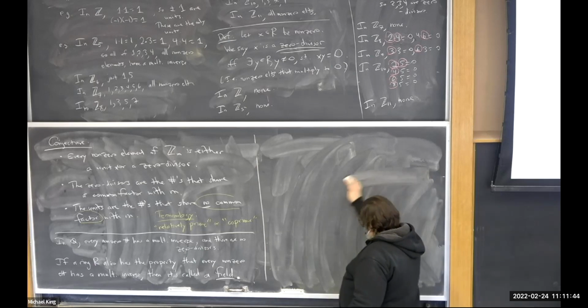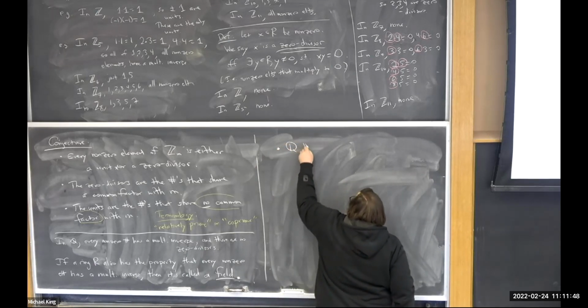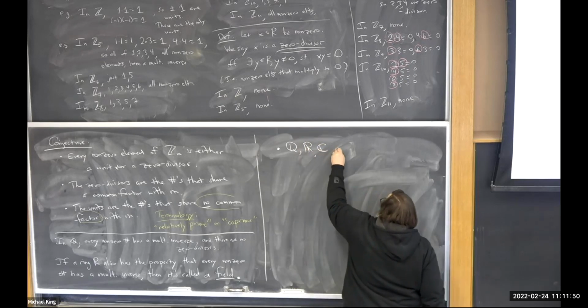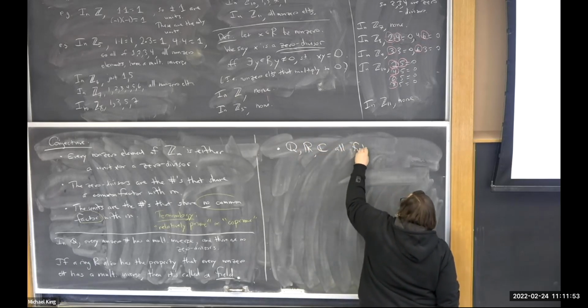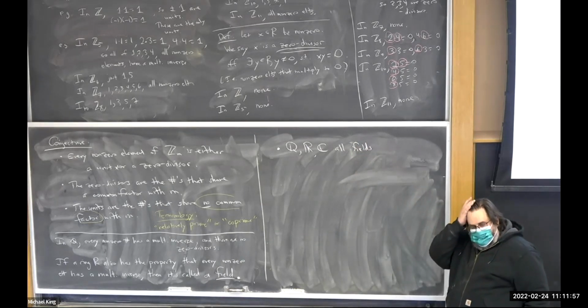So the rationals, the reals, the complex numbers are all fields. They're rings too, but they're really fields. I mean, it's ring plus more.